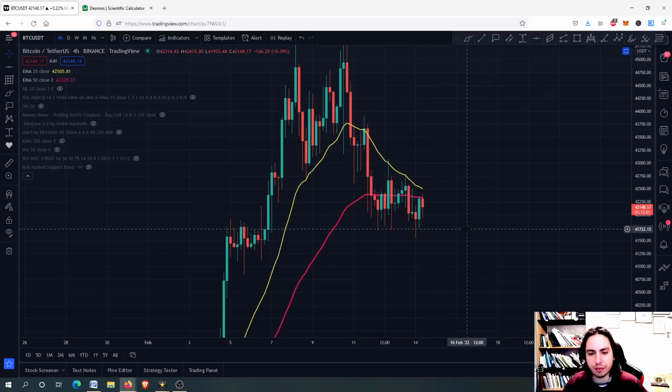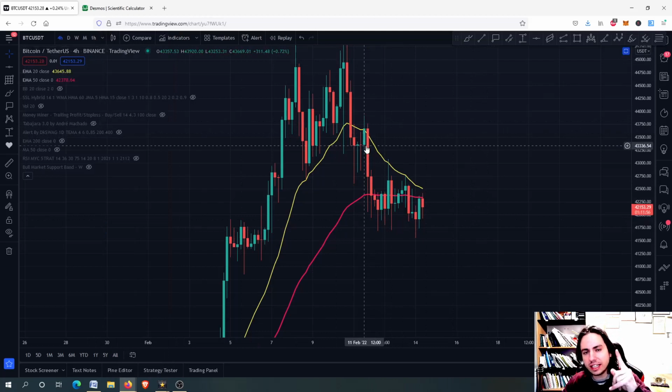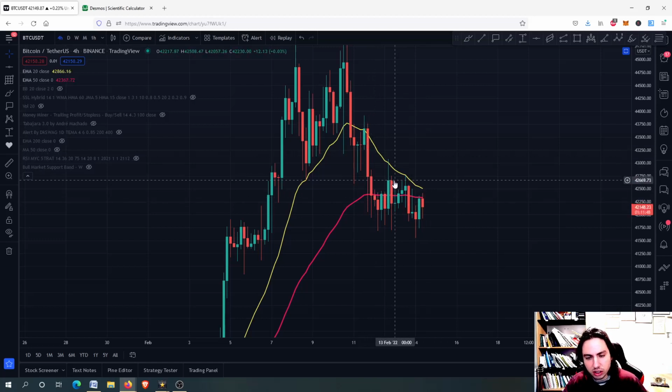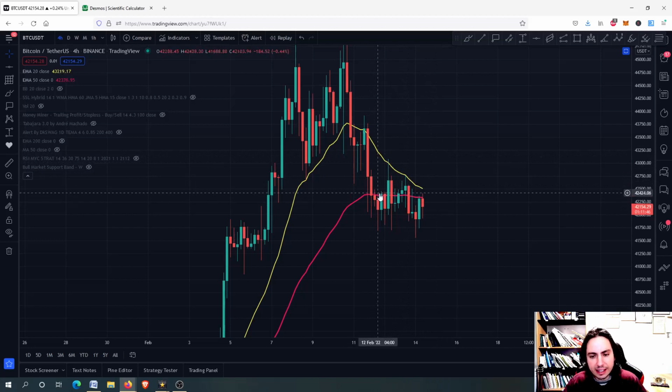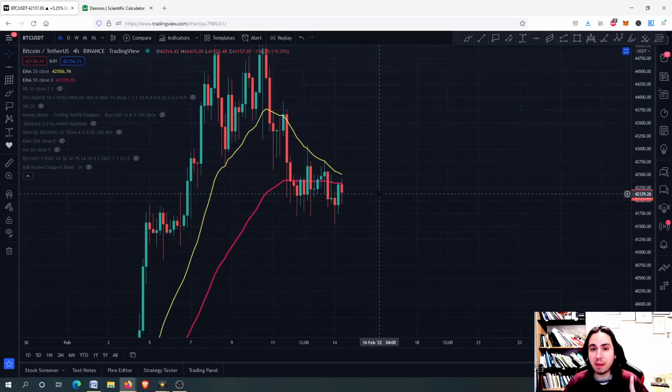We are now on the 4-hour frame, which means every candlestick contains 4 hours of price action. And what we are seeing right now is that for Bitcoin, we cannot go above the 20-day and the 50-day EMA. Is that a weakness? Yes, it is. But also, it might be a great buying opportunity.